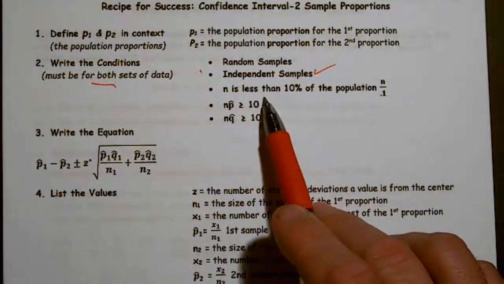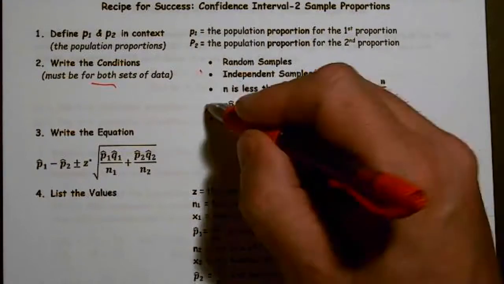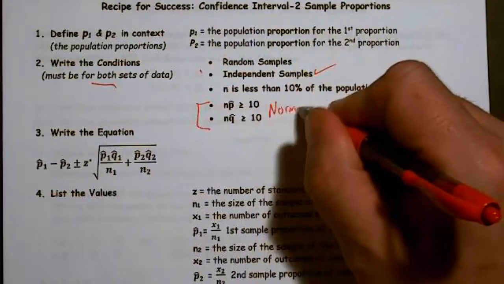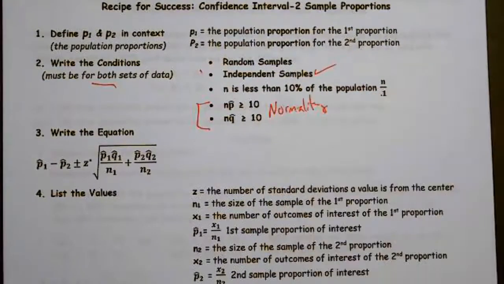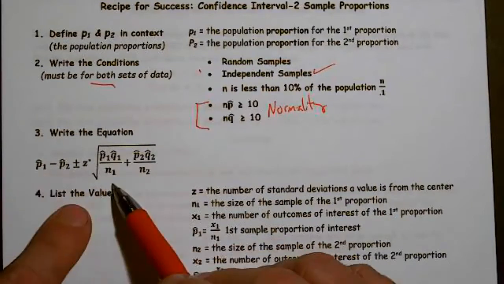We need to have a sample less than 10% of the population. And this right here is our normality condition. This basically says whether or not we can use the normal approximation, because technically we're working with proportions, and proportions are really a binomial. But if our sample size is large enough, we say it's close to normal, and we can go ahead and use it. So this is our equation.